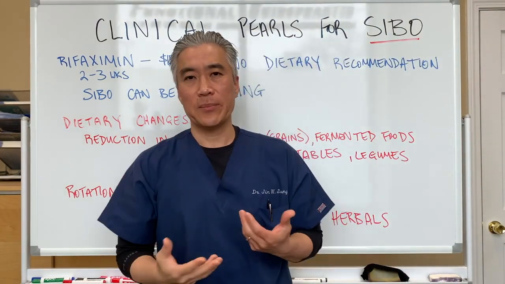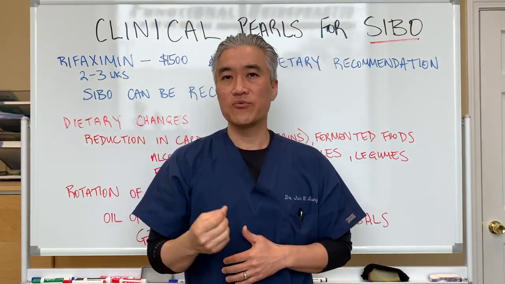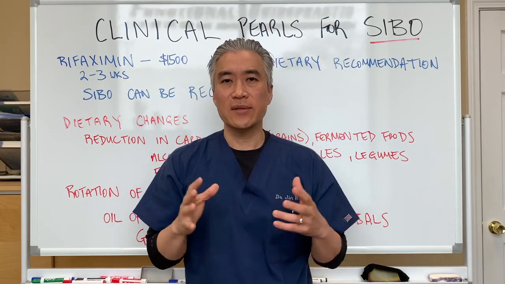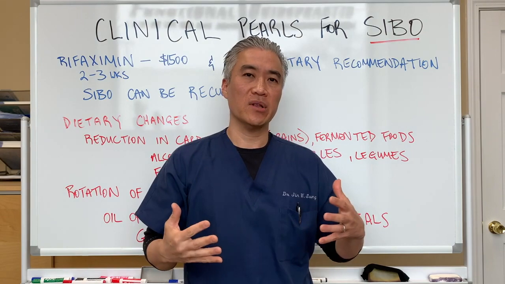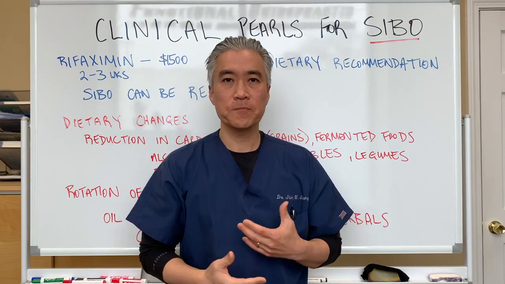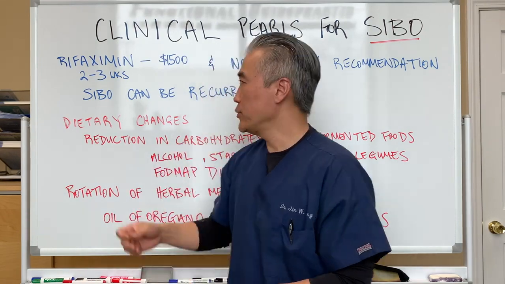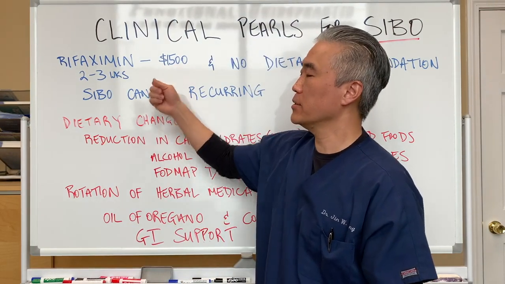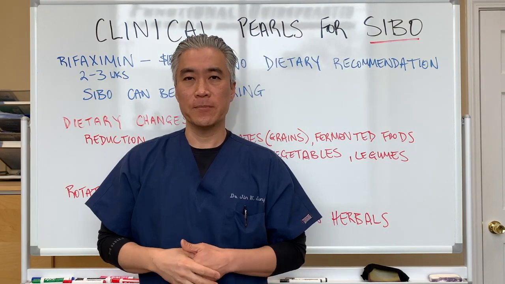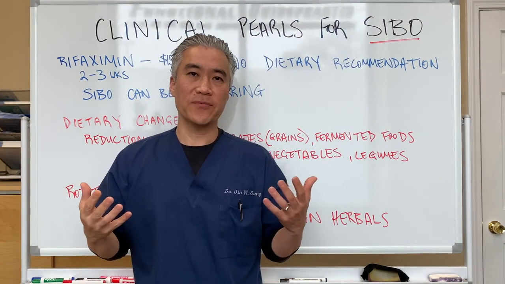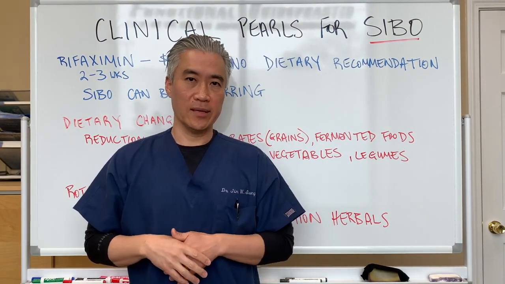This is problematic because SIBO is recurring, right? So you can knock down the overgrowth. However, if you don't change your lifestyle and dietary habits, it can come back. Then you're in for a second round of rifaximin. It's problematic, right? So the best way to test for SIBO is a breath test.